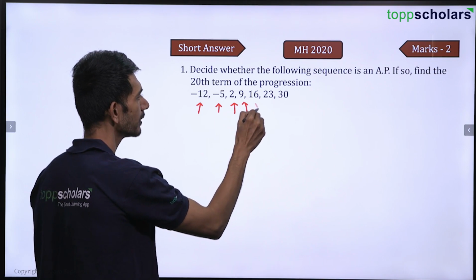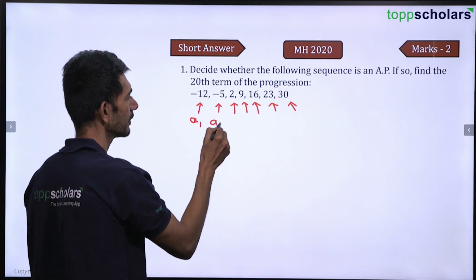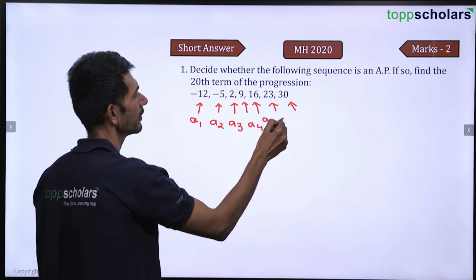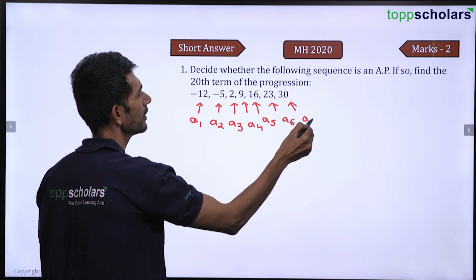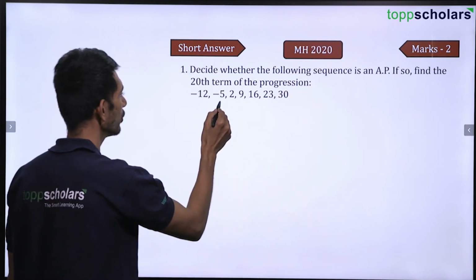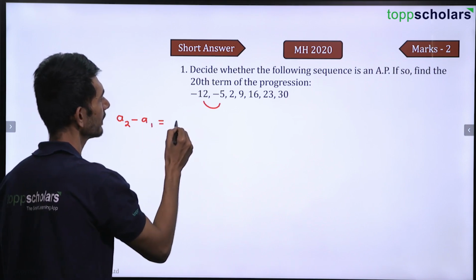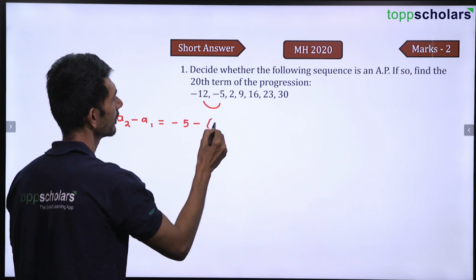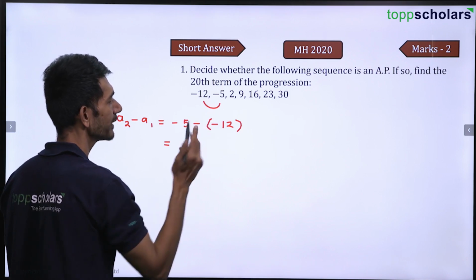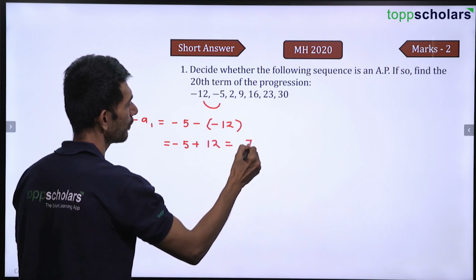So if you see the terms over here, this is your first term A1, this is A2, this is A3, then A4, A5, A6, and A7, right? So we need to find out the difference between the consecutive terms over here. So if I focus on A2 minus A1, what will be A2 minus A1? Minus 5 minus minus 12, right? A2 then minus then A1. That is why minus minus is coming 2 times. So minus 5 plus 12, that is equal to positive 7.